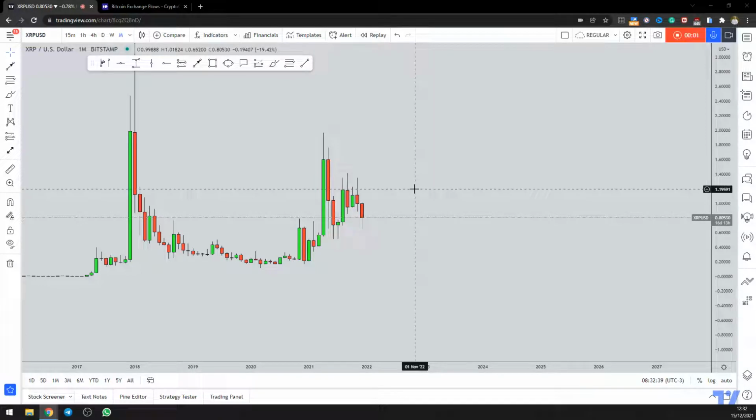Okay, so let's make a full breakdown of the situation that we currently have on XRP USD. Now, starting here from the monthly time frame, what we have is a market which at the moment is testing an incredibly strong level of support and demand.